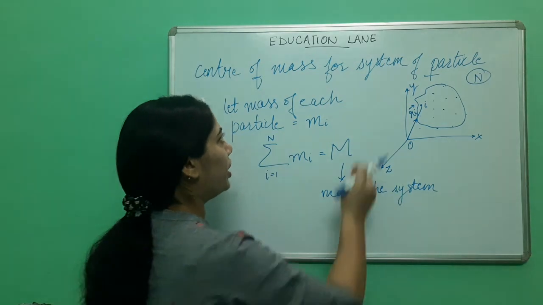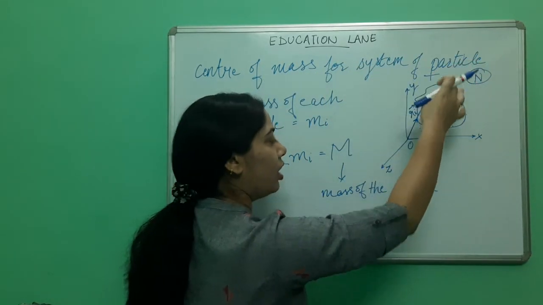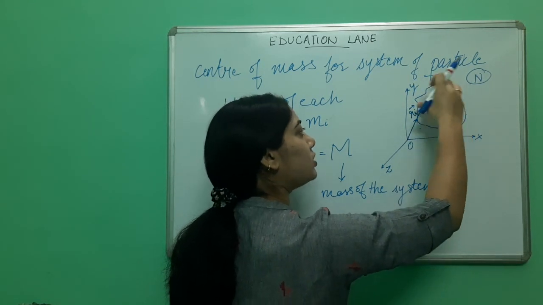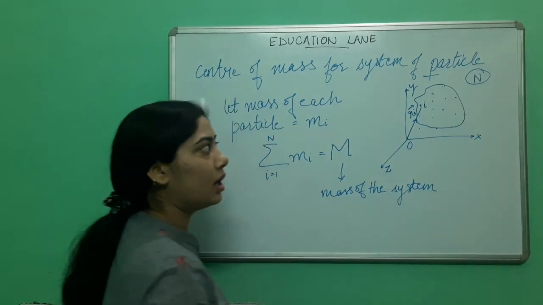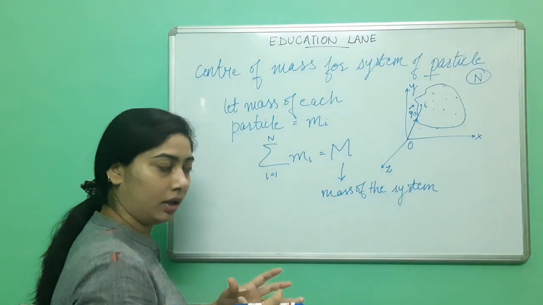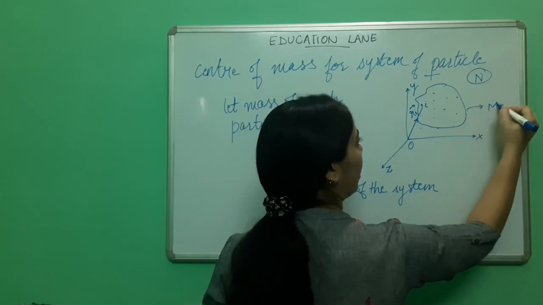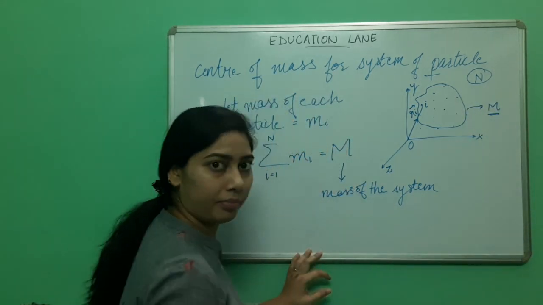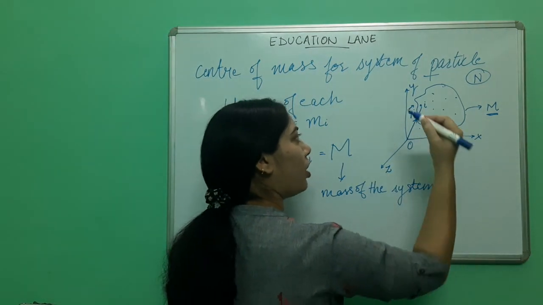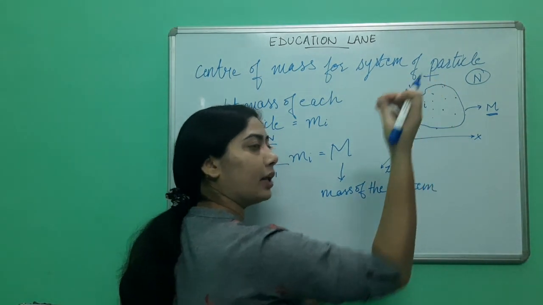Correct? Now my main topic is center of mass. Now all these particles are making an object, are making a body. So the total mass I got is: mass of the system is capital M. I have considered small ri, the position vector of this ith particle.